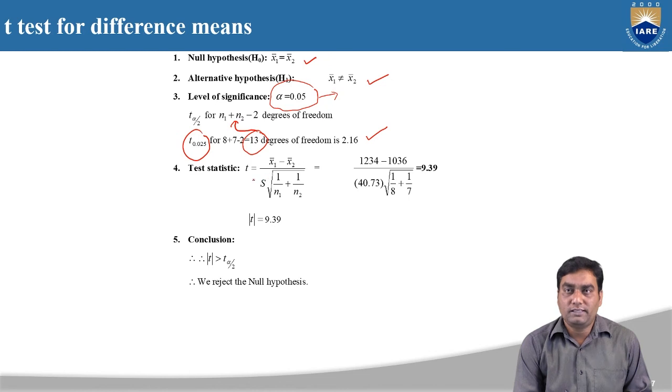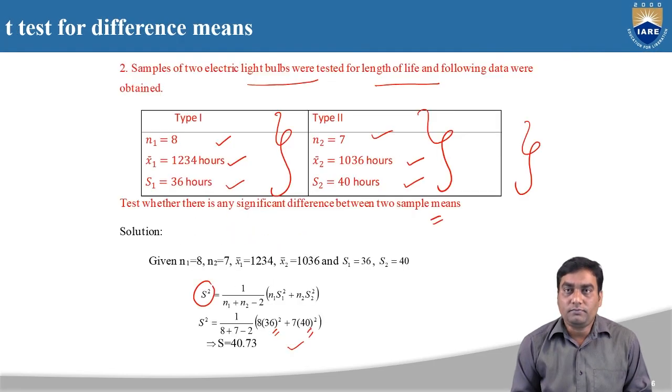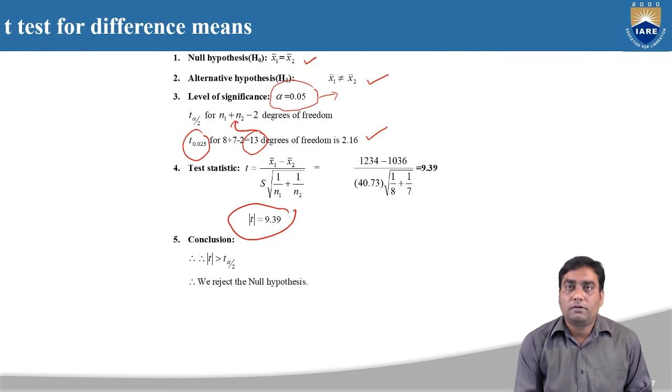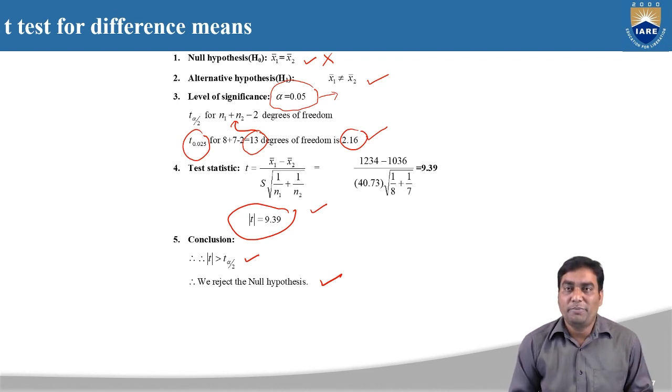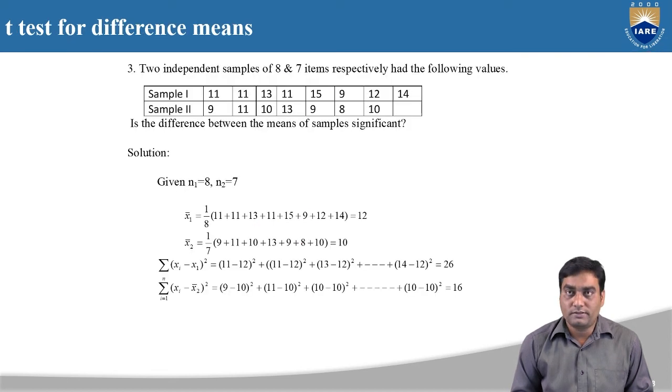Now you substitute in the test statistic t formula, x1 bar minus x2 bar by s into under root of 1 by n1 plus 1 by n2. If we simplify, we'll get mod t equal to 9.39. The t alpha by 2 value is 2.16 and mod t is 9.39. So mod t is greater than t alpha by 2. We are rejecting the null hypothesis. That means there is a difference. Actually, what is the null hypothesis? There is no difference. But we are rejecting it, so the conclusion is that there is a difference between the means of the two samples.